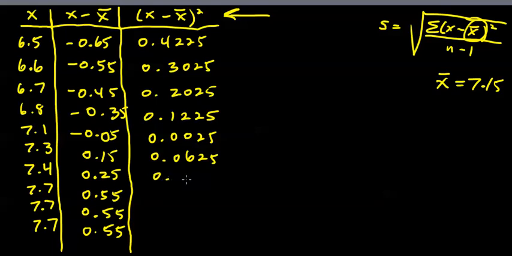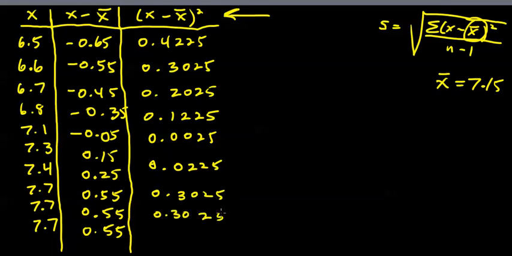0.30. Hang on, 0.4225, 0.3025, 0.2025, 0.1225, 0.0025, 0.0225. Then the last three entries, 0.3025. Okay?